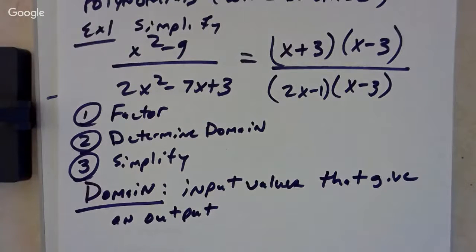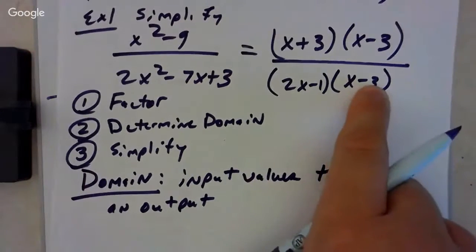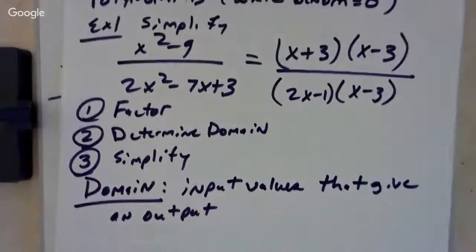So we can talk about domain. Now, domain of this is going to be where the denominator does not equal 0, which is kind of weird. Usually we say where the domain is. This is going to be where the domain is not, the numbers that do not give us an answer, which is going to be where the denominator is equal to 0.